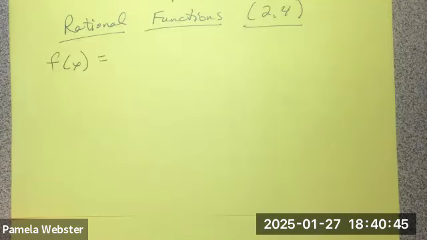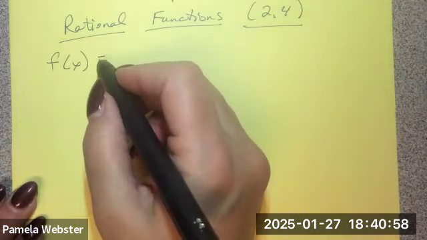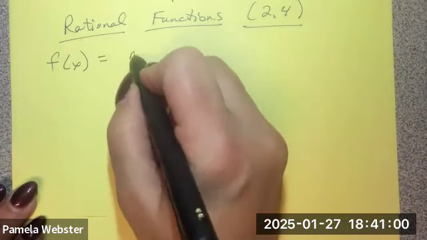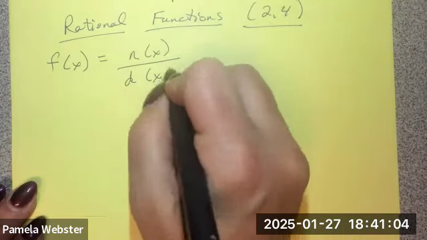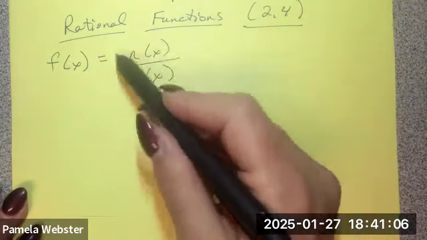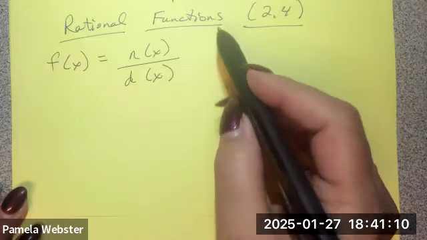All right, everybody, let's take a look at rational functions, which is a very special kind of equation. I'm going to use a little bit of terminology we've already used. So we've got f of x equals n of x divided by d of x, where n of x is the numerator and d of x is the denominator. And you see those are both functions.